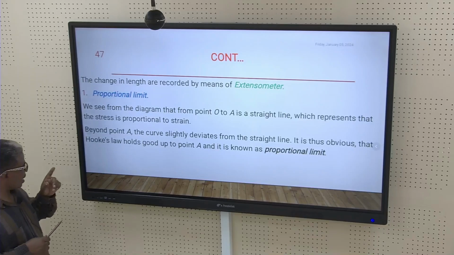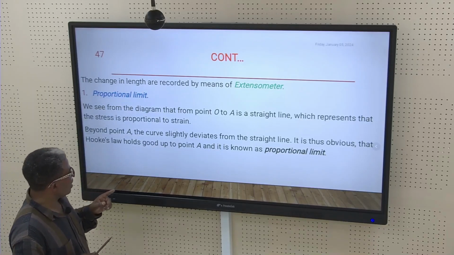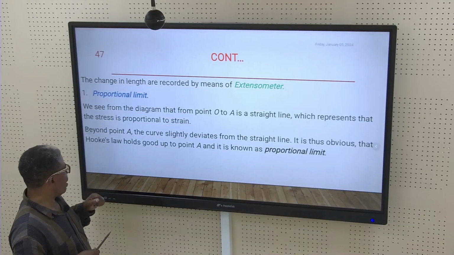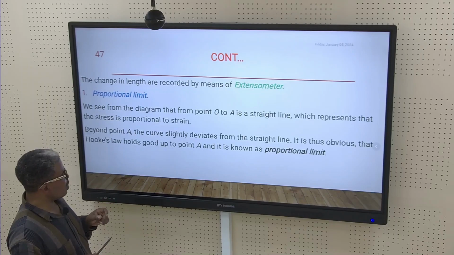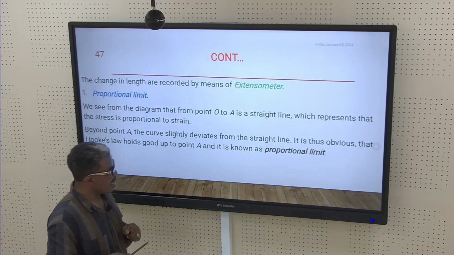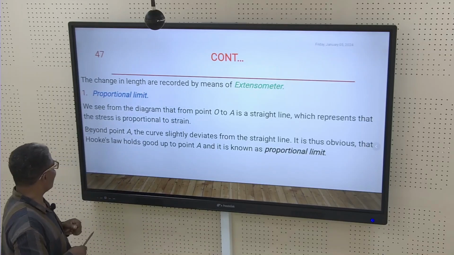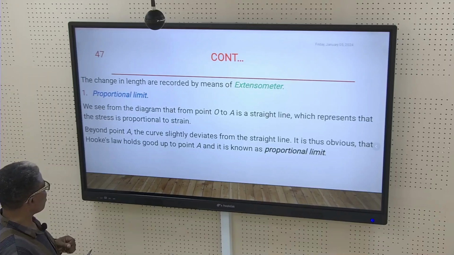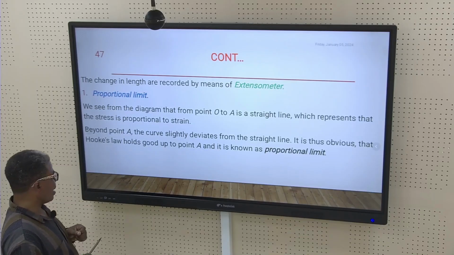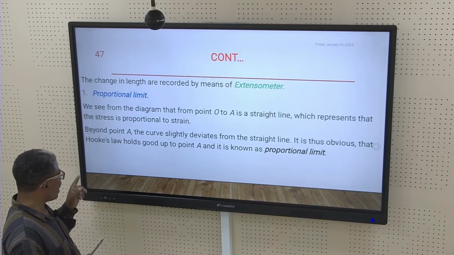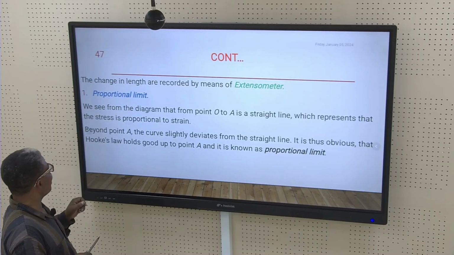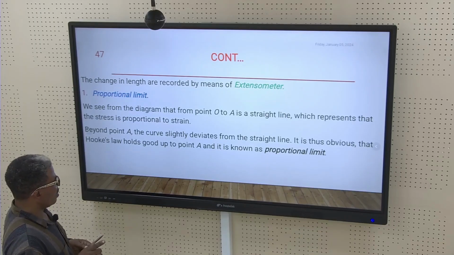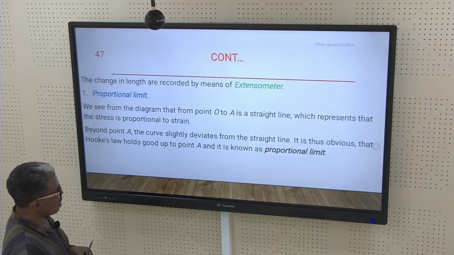Beyond point A, the curve slightly deviates. After point A, the curve tends to deviate from the straight line. It is obvious that Hooke's law holds good up to point A. That means Hooke's law is obeyed. This graph obeys Hooke's law from point O to A, and it is known as the proportional limit.